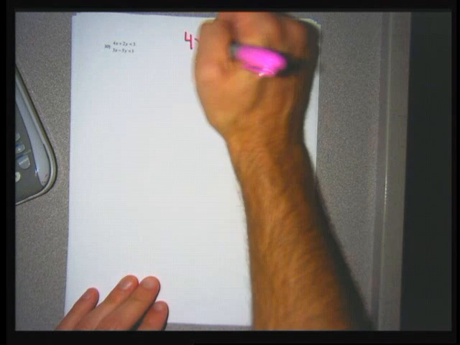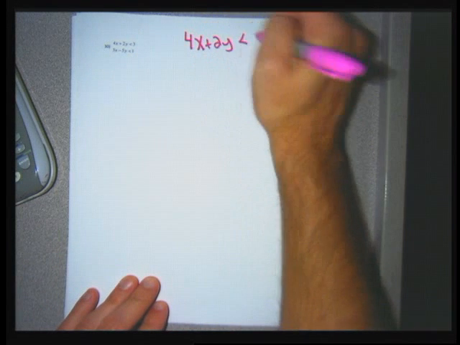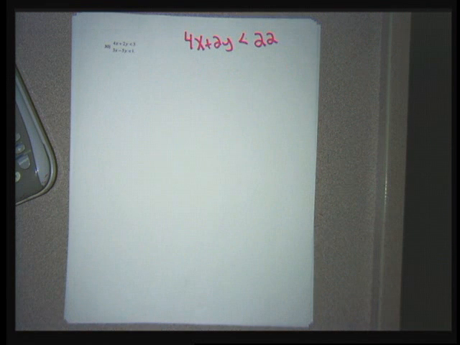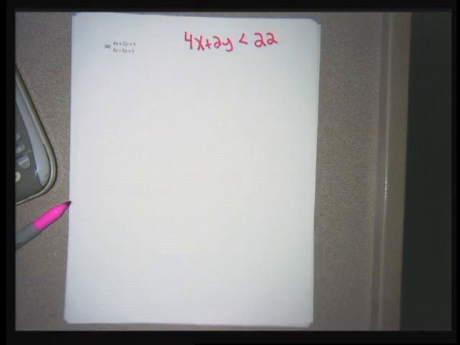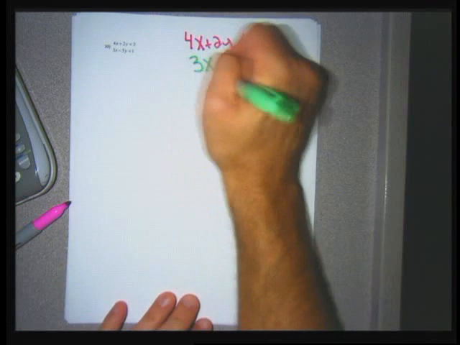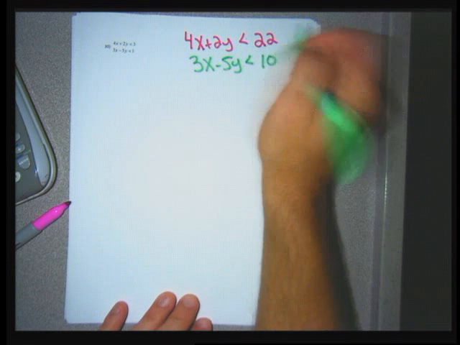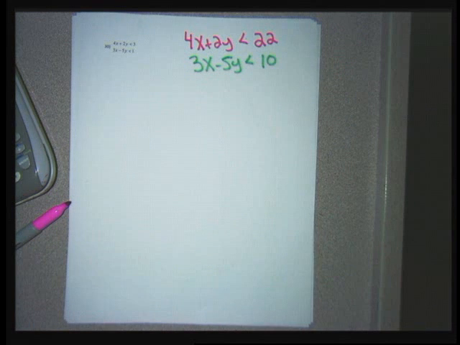Let me change the top one to 4x plus 2y is less than 22. And the bottom one to 3x minus 5y is less than 10. The bottom one's going to have fractions in it. The top one is not going to have as many fractions in it.